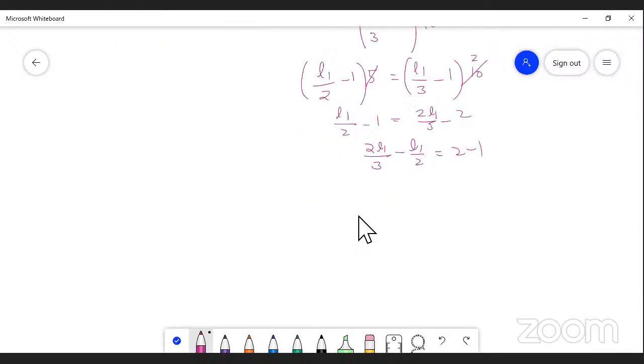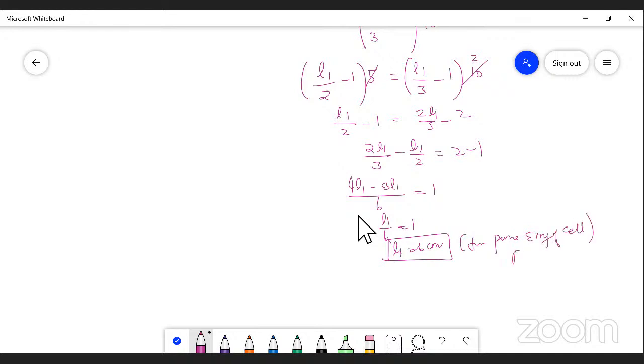So you cross multiply this: 4L1 minus 3L1 divided by 6 equals 1. So L1 by 6 equals 1, so L1 equals 6 centimeter. This is for the pure EMF of the cell, where R is excluded. So for the pure EMF of the cell, L1 equals 6 centimeter.